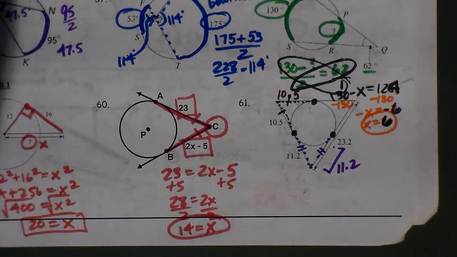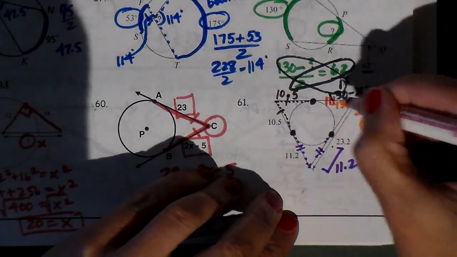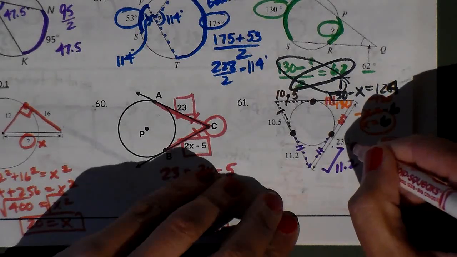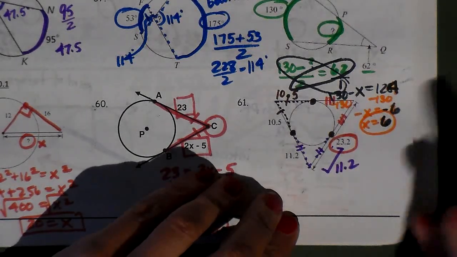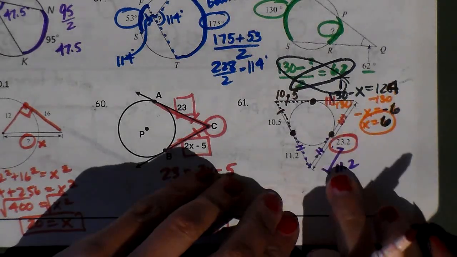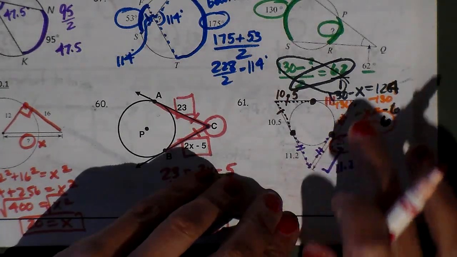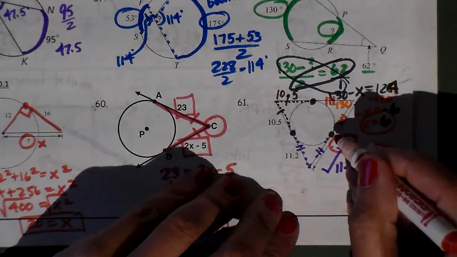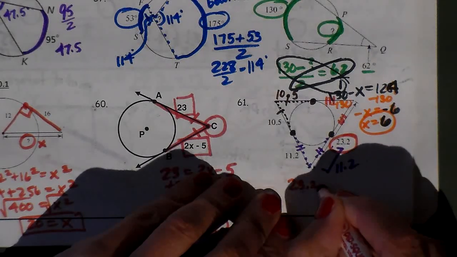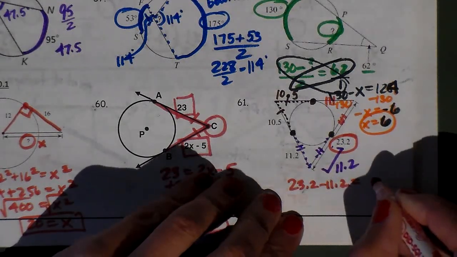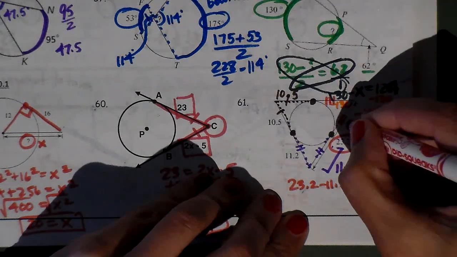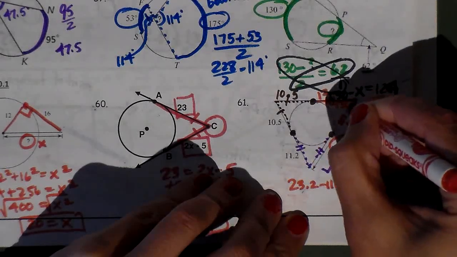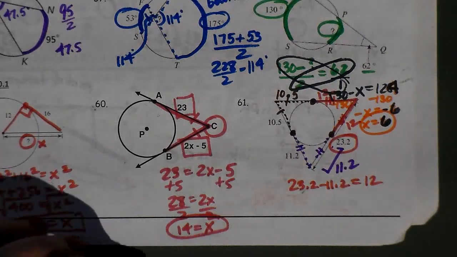And then this guy and this guy are the same. Well, what is the whole side? The whole side is 23.2. But what part of that is not included over here? The 11.2. 23.2 is the whole segment, and 11.2 is just that piece. So I'm going to do 23.2 minus 11.2, and I get 12. So this guy is 12, and this guy is also 12. These two are the same, and that's all you have to do for the tangents.